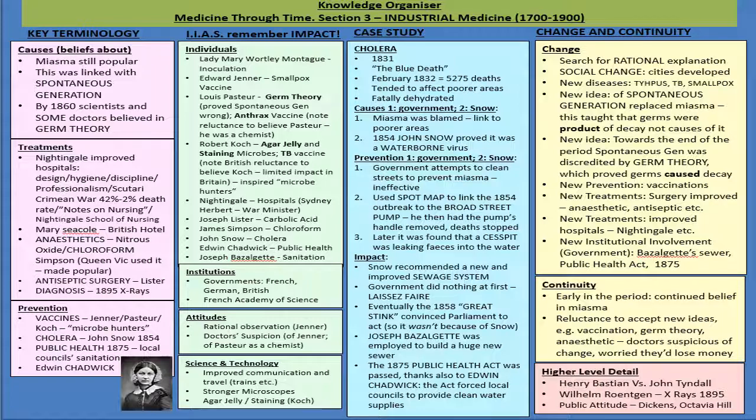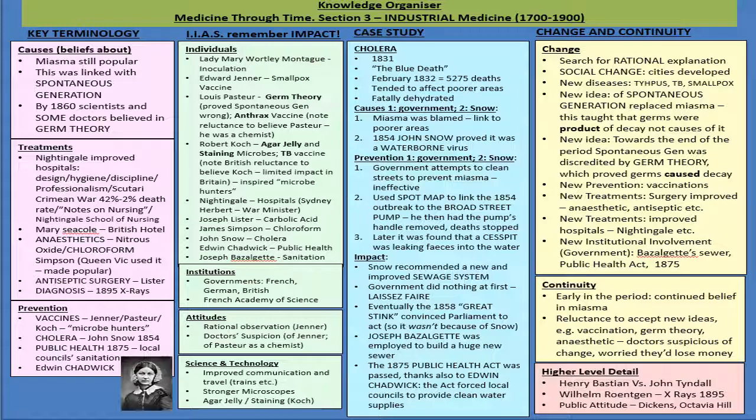By 1860, scientists have kind of gone beyond spontaneous generation, although some doctors, as you'll see down at the bottom right of the slide in the higher level detail, like Henry Bastian. Bastian is one of these doctors who just really will not let go of the idea of spontaneous generation. And as late as the 1880s, 20 years after Pasteur published his germ theory, he's still clinging on to that idea against all evidence to the contrary. So it's a lot of change really in the ideas of causes. At the beginning of this period, we're still believing in miasma. By the end of the period, we're all about germ theory.